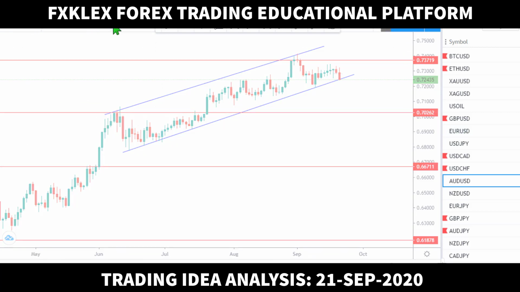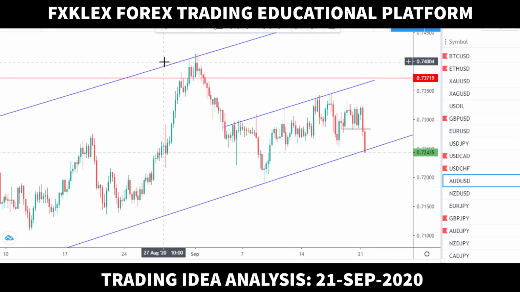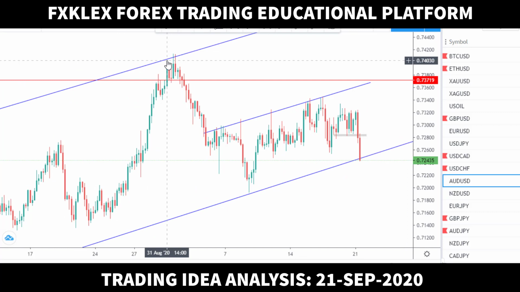Right here on the 4-hour chart frame, if I zoom in, you can see I have another rising bullish channel within the bigger rising bullish channel on the daily chart. Likewise on the 4-hour chart, I have another rising bullish channel, and this is it right here.